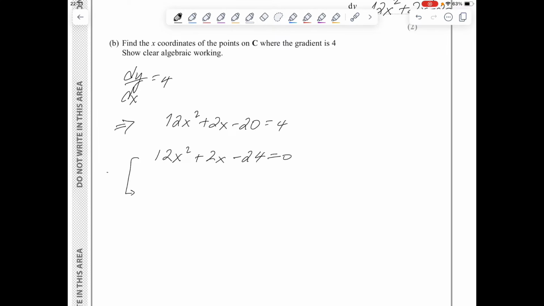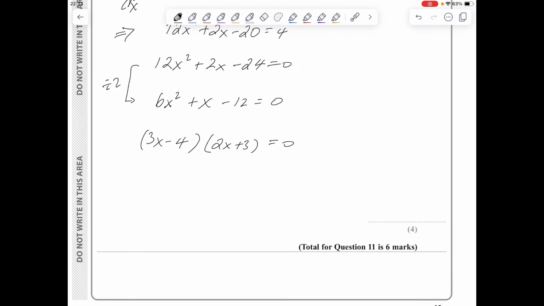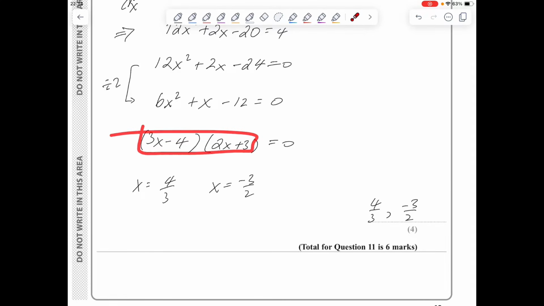Now I will divide by 2. So 6x squared plus x minus 12 is equal to 0. Let's factorize this. 3x minus 4 and 2x plus 3 equals 0. So the x values I will get are 4 over 3, or x equals minus 3 over 2, and these are the two answers. Note that instead of factorization, you can proceed with either using the quadratic formula or by completing the square.